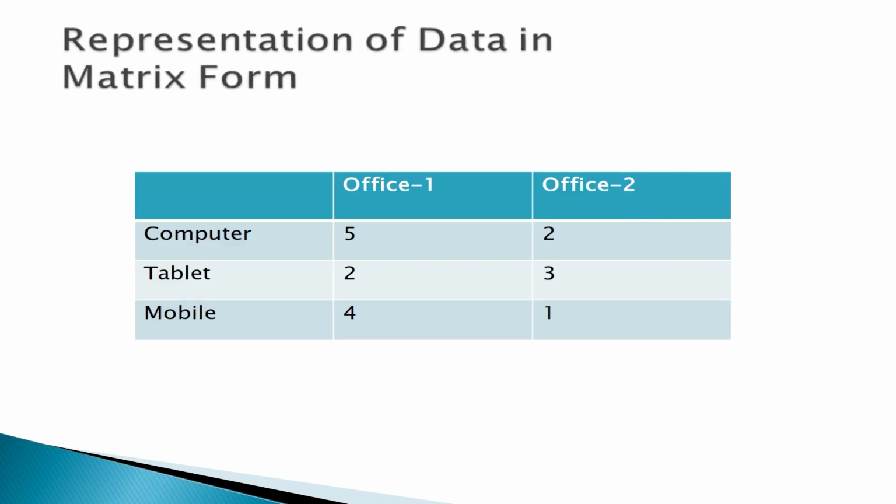Representation of data in matrix form. Suppose office 1 and office 2 use computers, tablets and mobiles. This is given here. Suppose we take office 1 and office 2 column wise and computers, tablets and mobiles row wise. We can also change it: office 2 can be in the first column and office 1 becomes the second column, or office 1 and office 2 can be changed to row wise and computers, tablets can be placed column wise. There is no problem. This is the representation of data in matrix form.